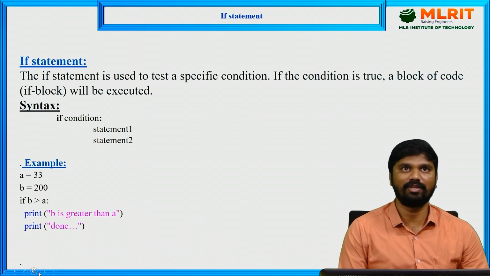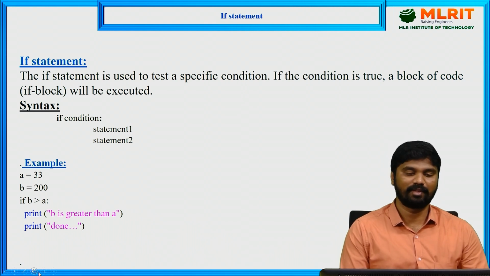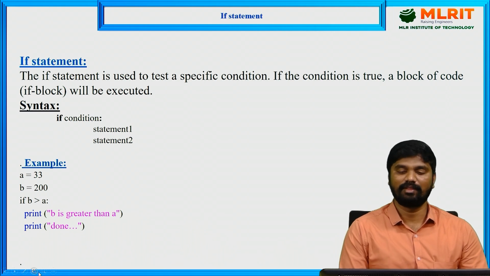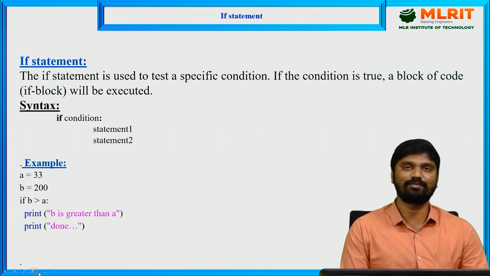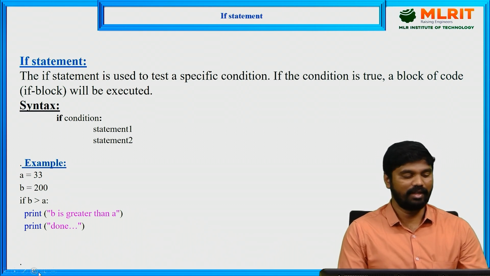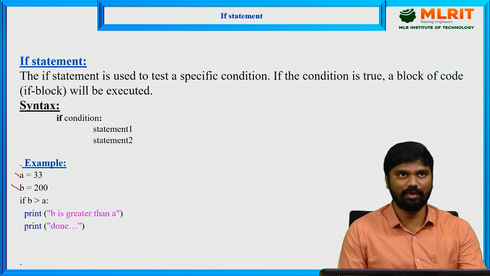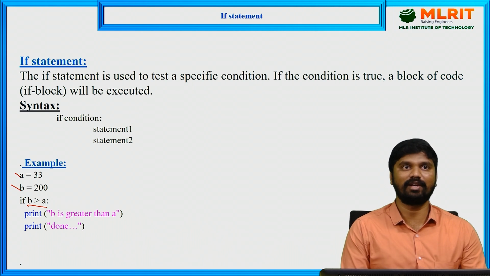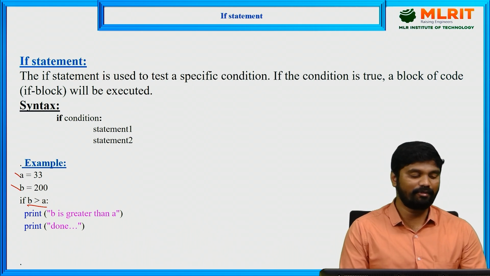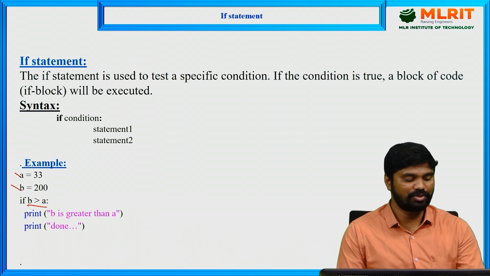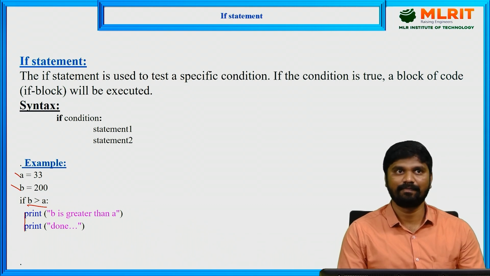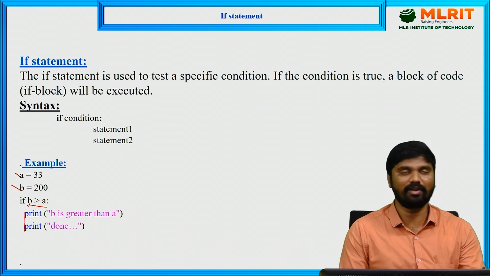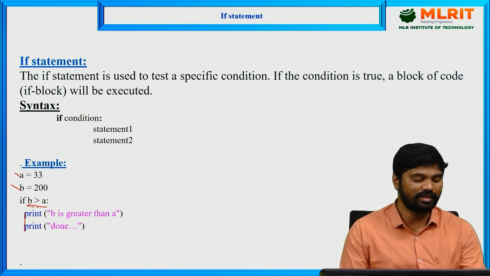The if statement is used to test a specific condition. That means whenever you have to check only one condition, at that time you can use the if statement. If the condition becomes true, the block will be executed. If the condition becomes false, we do not get any output. Here, A equals 33 and B equals 200. Now if B is greater than A, that is 200 is greater than A, then what will happen? See here, these two statements maintain the same indentation. That means the two statements represent the if block. Here is the condition.